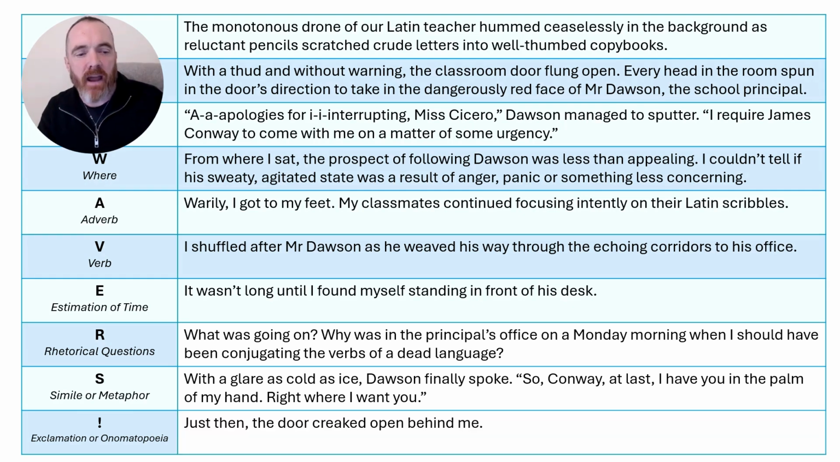And then the final exclamation or onomatopoeia. We might have a sound effect, onomatopoeia. We might have an exclamation here. We've got a little bit of both. Just then, the door creaked open behind me. Now we can see here there's a little bit of a cliffhanger there. This would be then woven together and formatted correctly into a paragraph.